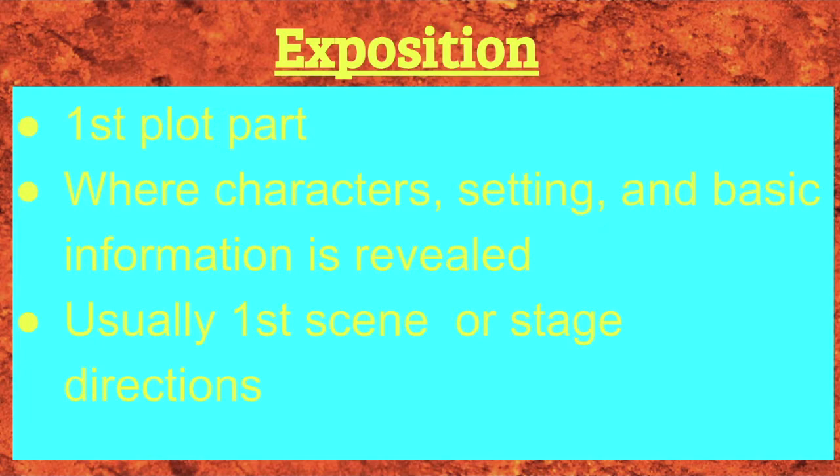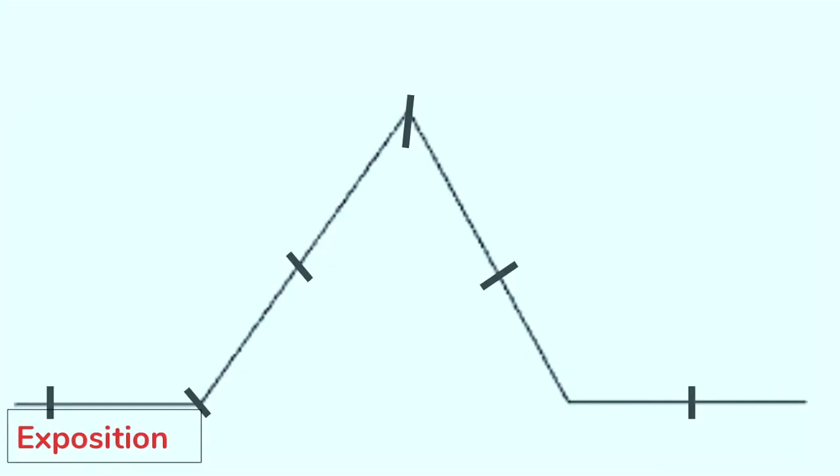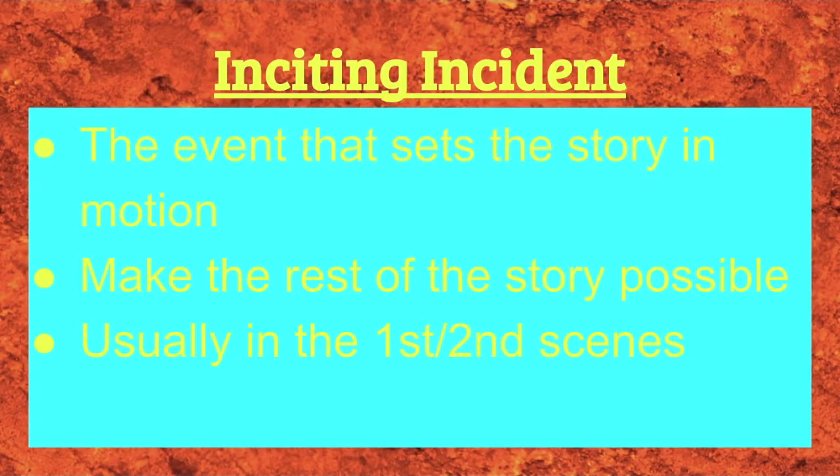So first we're going to start our stories off with exposition. As you can see, it's the very beginning. And then we're going to move on to our inciting incident. This is the event that sets the story in motion. Once this thing happens in our play or in our story, the rest of it happens. It's usually the beginning of the conflict. You can't have a good story without some sort of conflict. Usually this is again in the first or second scene. Usually that first scene is about exposition and the inciting incident.